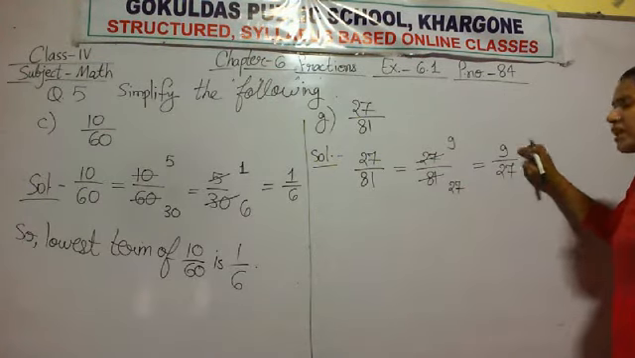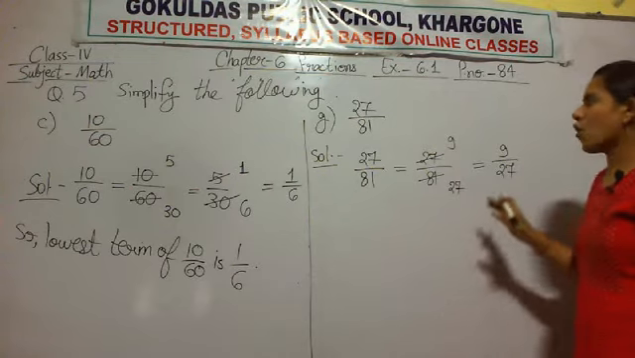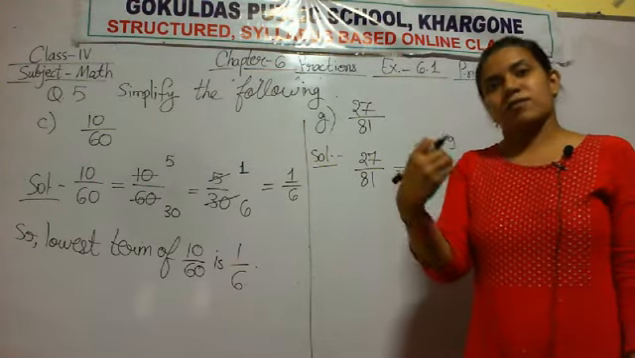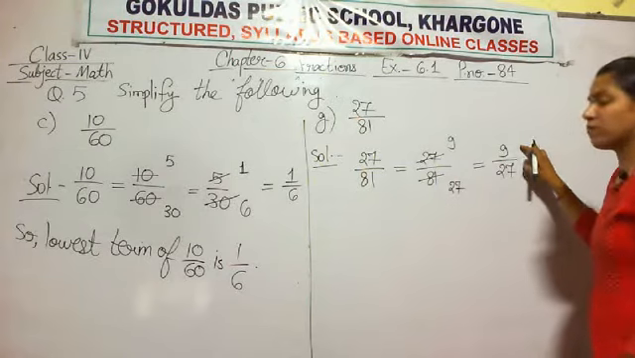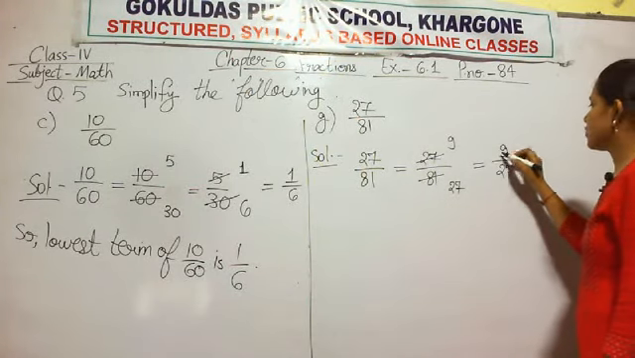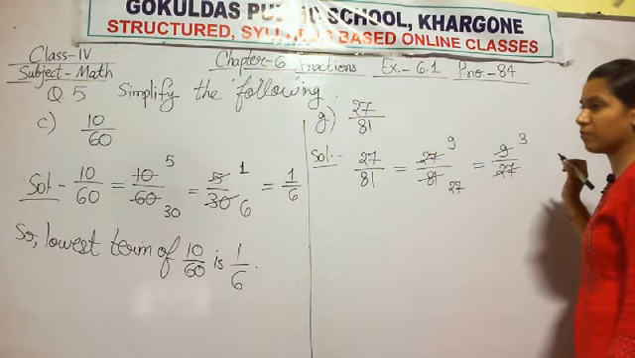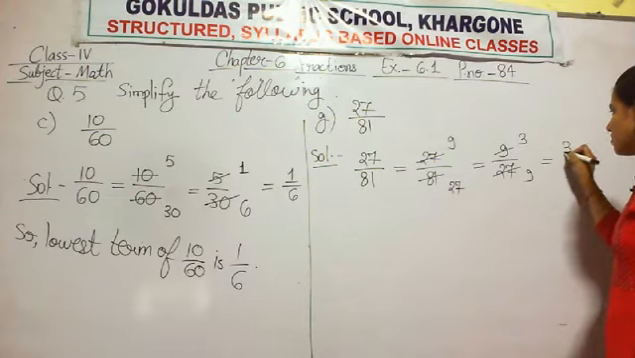Now both the numbers are divisible by 3. Both the numbers are odd numbers and divisible by 3, or both the numbers are divisible by 9. So now it's your choice by which number you are dividing, by 3 or by 9. I am dividing both the numbers by 3. So if I divide 9 by 3, my result is 3. If I divide 27 by 3, my result is 9. Now my new fraction is 3 upon 9.